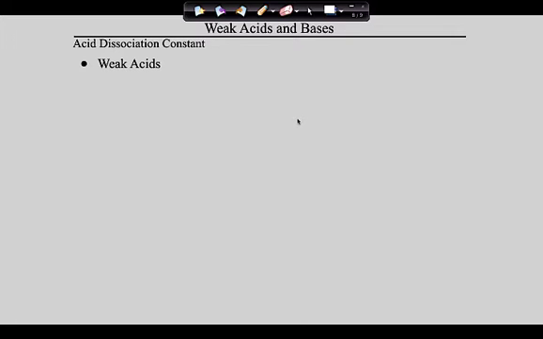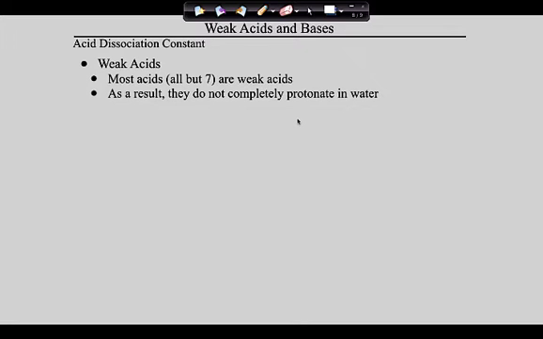So guys, now we're going to talk about weak acids. How many acids are weak acids? All of them but 7. Every single substance in this universe that is an acid that isn't one of the big 7 is a weak acid. So what do weak acids do? Well, weak acids, just like strong acids, give away hydrogens, protons. The difference is they don't do it completely. They only partly protonate in water, and instead, of course, what they do is reach equilibrium.